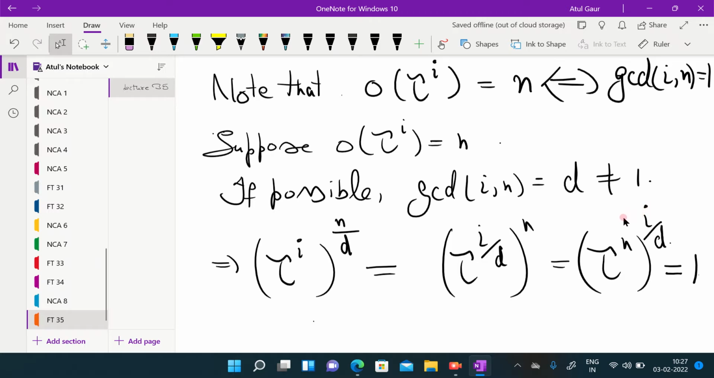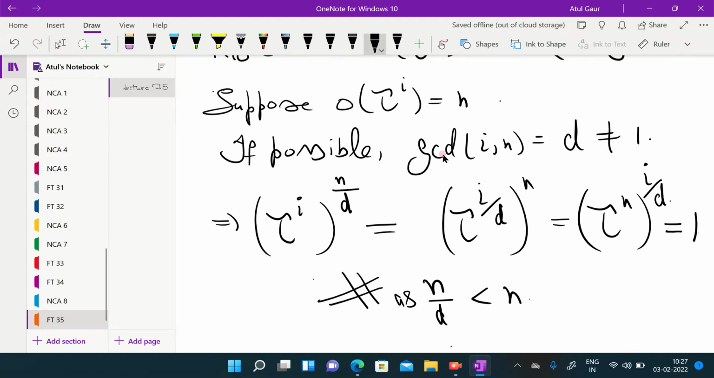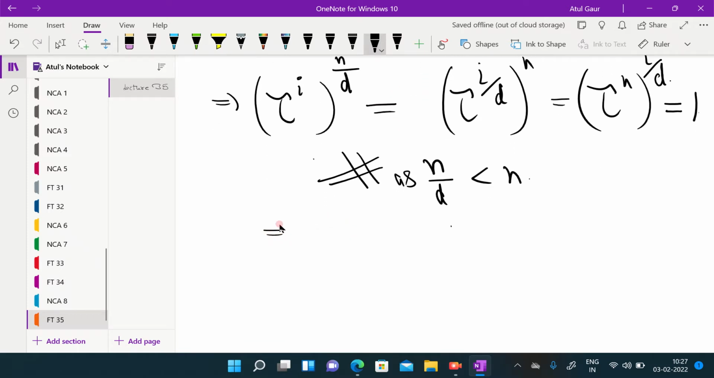Right? So that means what? But then what is happening? n by d is strictly less than n. So it's a contradiction, because you said your order of tau power i is n. Contradiction to this assumption. So that means it has to be relatively prime.